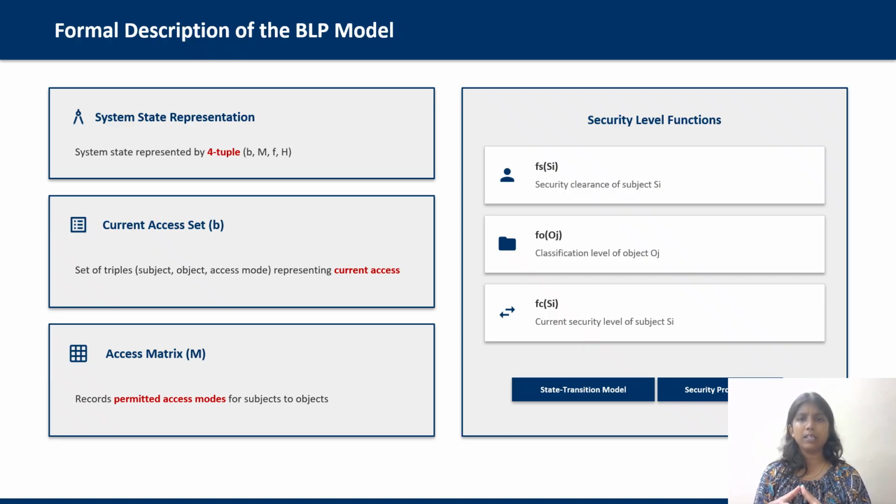The star was placed as a placeholder. For example, a top secret user can't write to a secret file. That's what the star property model means.